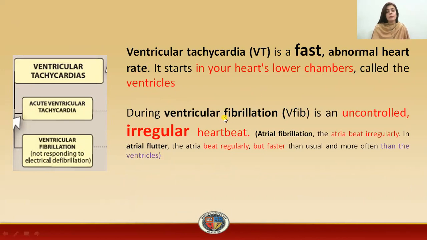Now, what about the fibrillation? As already discussed, fibrillation is the term that is associated with an irregular heartbeat. So, in this type of system, there is an uncontrolled irregular heartbeat. So, students, this was all about the three types of arrhythmias.